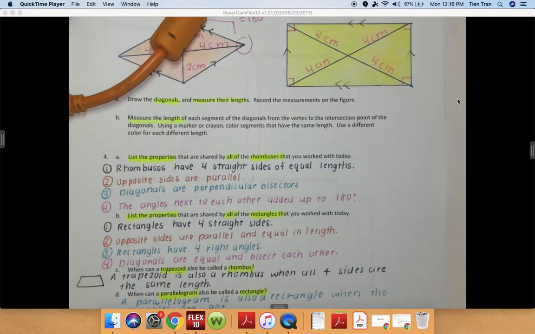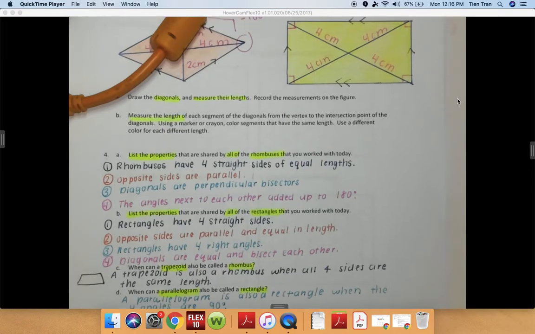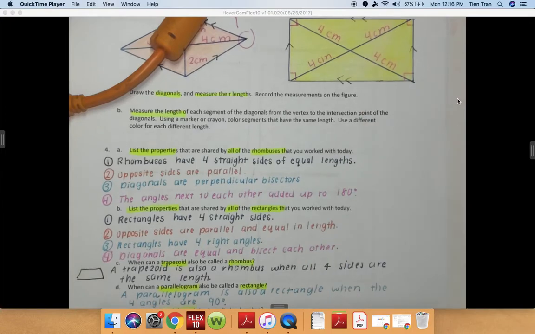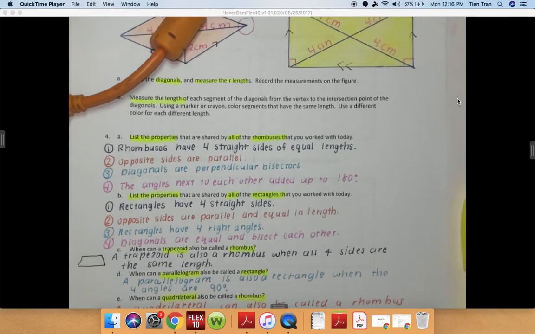Okay, problem D. When can a parallelogram also be called a rectangle? A parallelogram and a rectangle are basically the same. As long as the rectangle has four angles that are equal to 90 degrees, then yes, it is considered a parallelogram. So for this case, it will be always. A rectangle can be called a parallelogram.